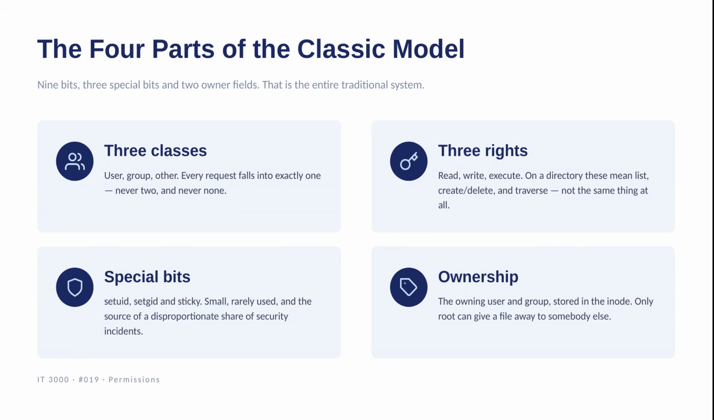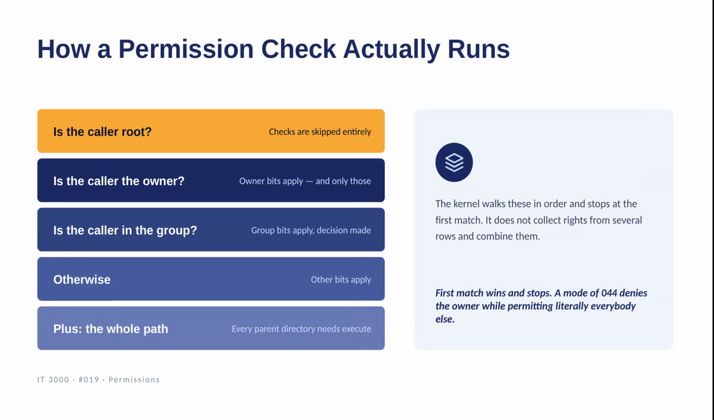With that in mind, the whole classic model comes down to just 4 pieces. There are 3 classes: user, group, and other, and every request resolves into exactly one of them. There are 3 rights: read, write, execute, which, on a directory, quietly shift meaning into listing, creating, or deleting entries, and traversing through. Then the special bits: setuid, setgid, and sticky, small, seldom touched, and responsible for a surprising share of security incidents. And finally, ownership, the user and group recorded in the inode, which only root can hand off to someone else.